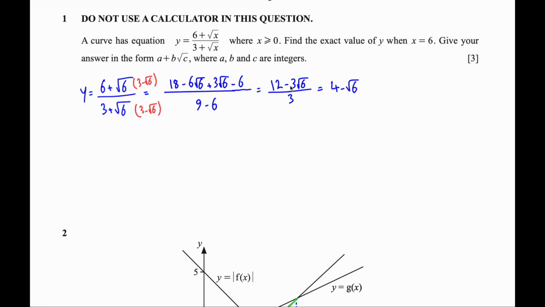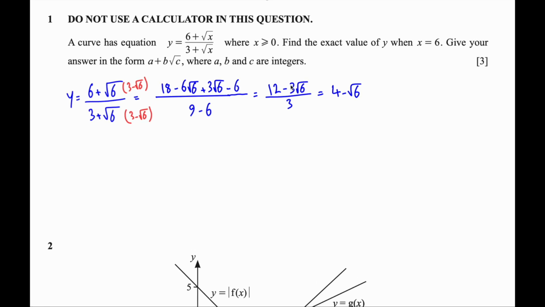In question number 1, I'm given an equation of a curve and I'm told that the domain is all the x's greater than or equal to 0. I have to find the exact value of y when x is equal to 6. I'm also given a specific requirement, which is that I have to show my answer as a surd.